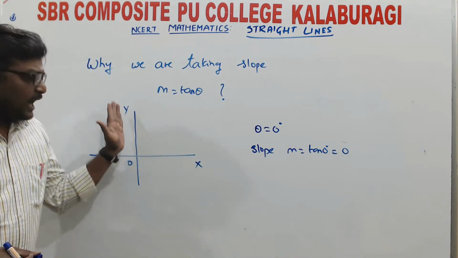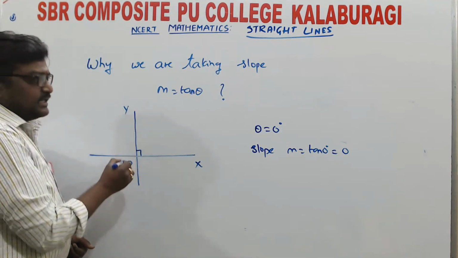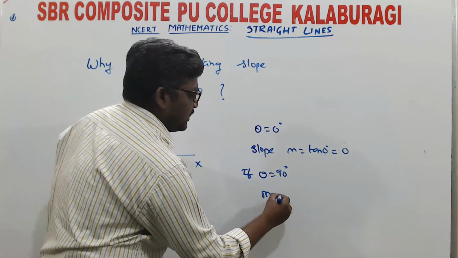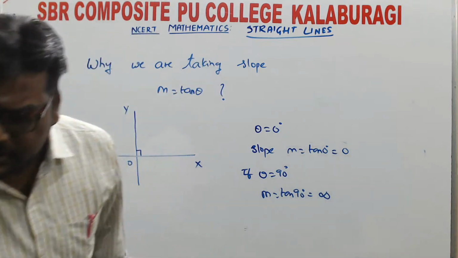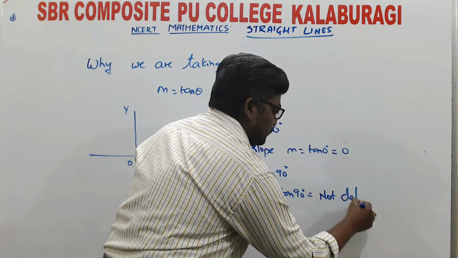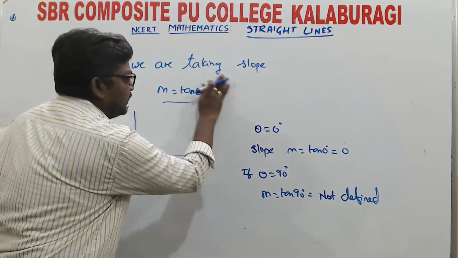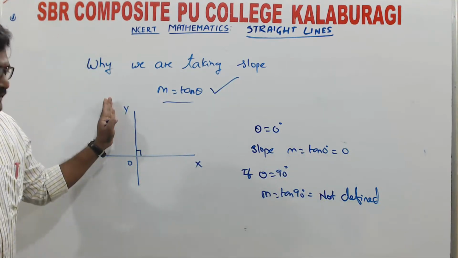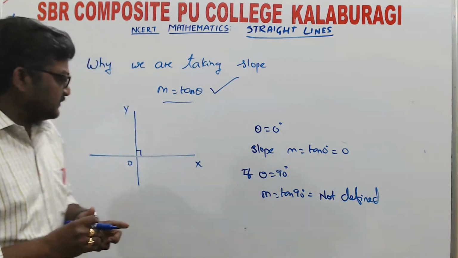And the angle of the y-axis is not defined. Yes or no? We can't define the angle of the y-axis. If you take it here, it is perpendicular, so we will take 90 degrees. Therefore, if theta is 90 degrees, m equals tan 90 degrees, what are we getting? Infinity. That means it is not defined. Therefore, for tan theta only we get the initial angle as 0 and the y-axis slope not defined. Whatever other function you take, it will not define this.